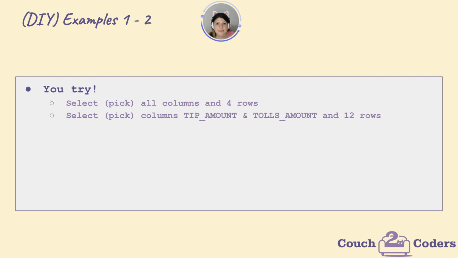We will be using the same data set that we used last time, the 2014 taxi cab data. And that's also in the video description in case you don't have it saved. Pause the video, take a few minutes to try this out on your own, and when you're ready, we'll come back together and I'll go over the answer.